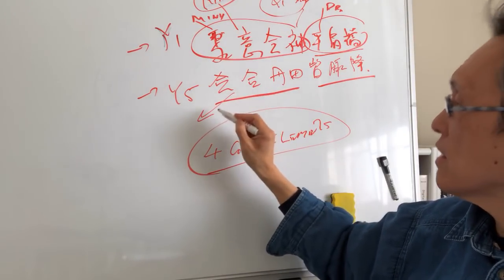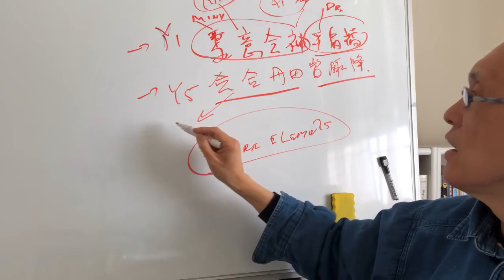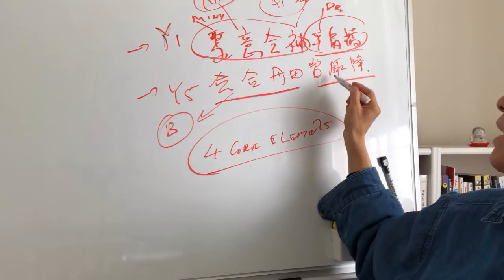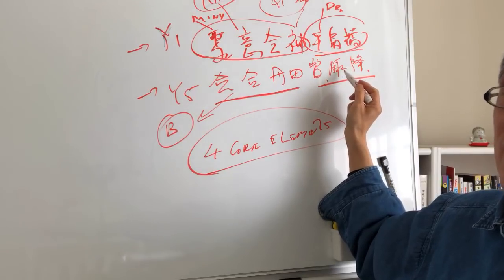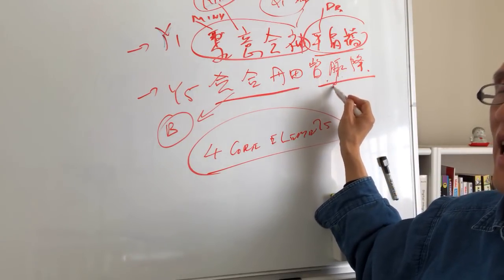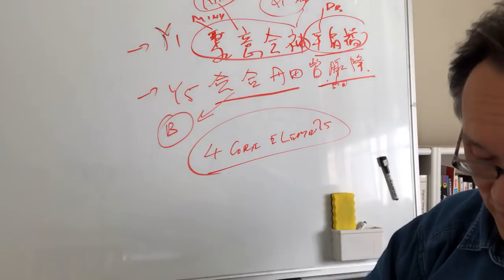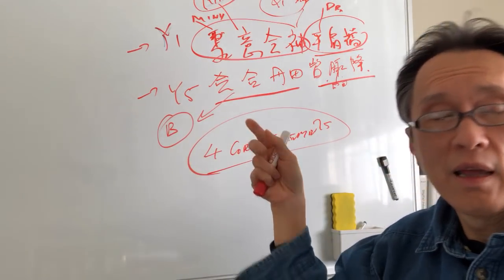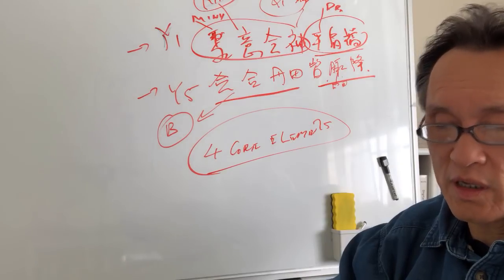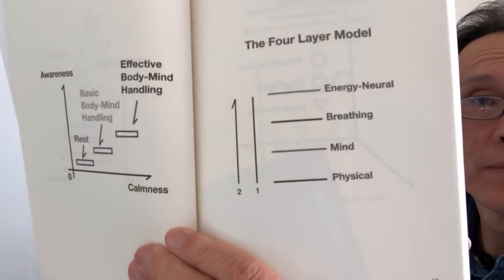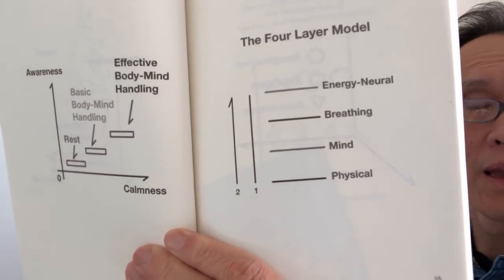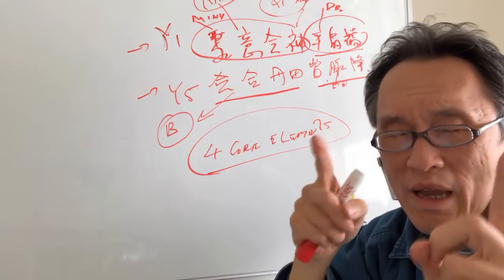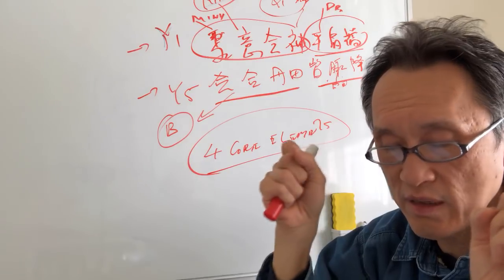汇合丹田, this is the breathing element. The dual channel sinking, this is the energy neural elements. Okay, so that is where this model comes into play. Okay, so these two sentences tell a lot of things.